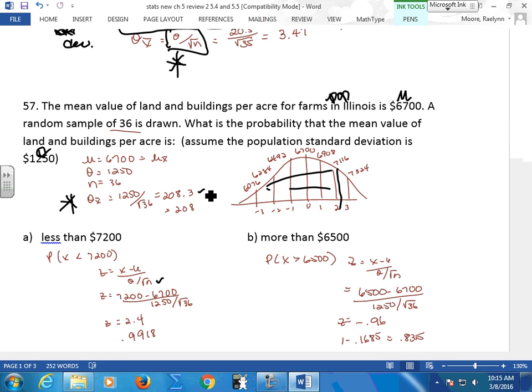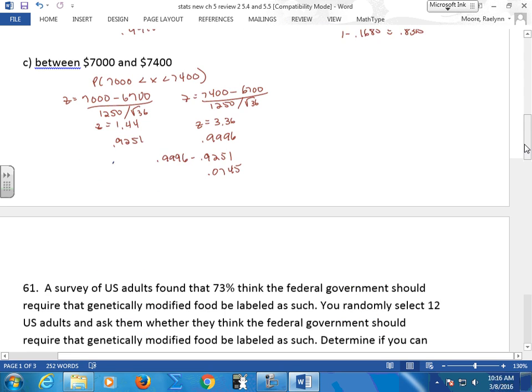Not really, because just watch the difference between these. It says the mean value of your land per acre in Illinois is 6,700. Your standard deviation for your population is such and such. Your random samples are drawn. What is the probability that? And we've got these. Now, here's the difference.